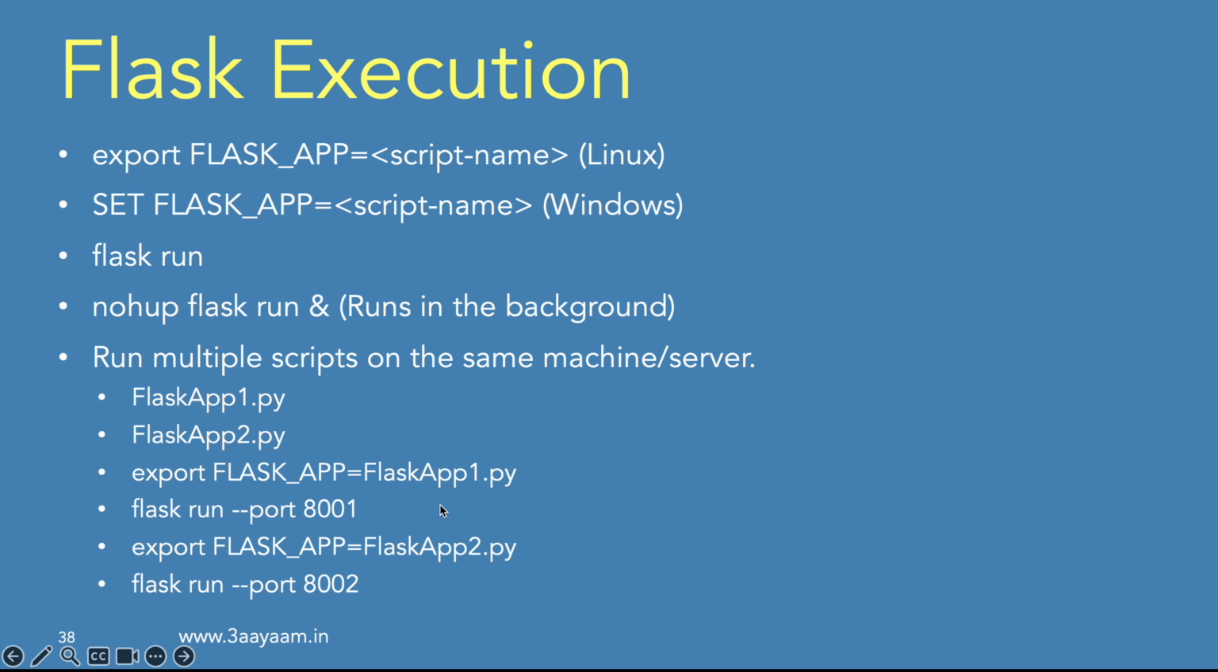After the execution starts, we'll again export the variable, or change the variable. Now the FLASK_APP variable would contain the flask app2.py program, and then if you use flask run followed by the port number, the second code would be running on port number 8002. So this is how we typically run or execute a Flask application or Flask script.